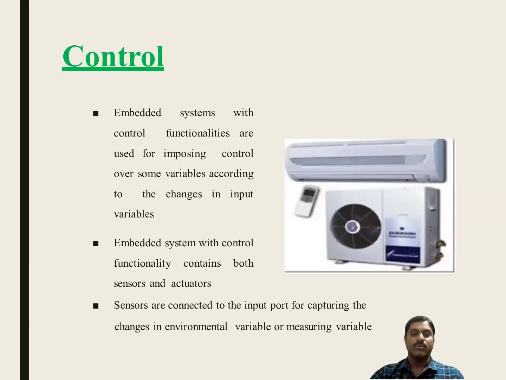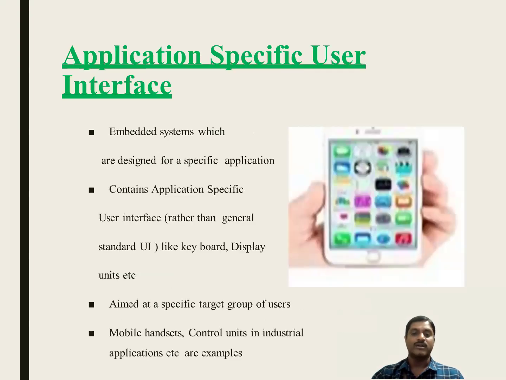Next, we have the controlling unit. These embedded systems with control functionalities are used for imposing control over some variables according to the change in input variables. An embedded system with control functionality contains both sensors as well as actuators. These sensors and actuators play a very important role to monitor the conditions. These sensors are connected to the input port for capturing the changes in environmental variable or measuring variable.